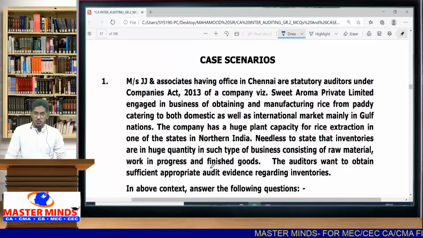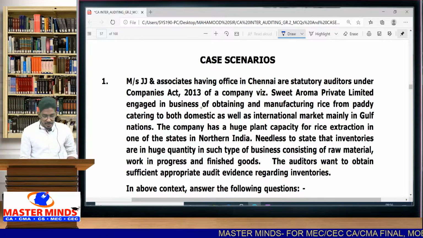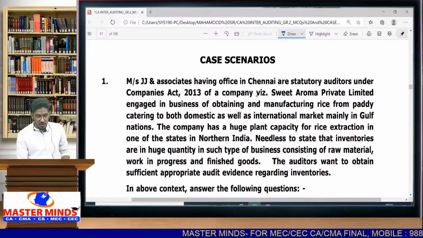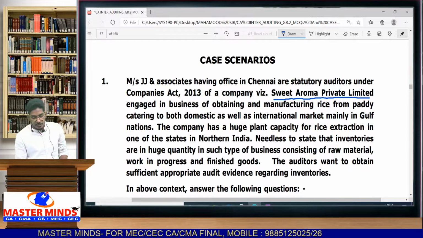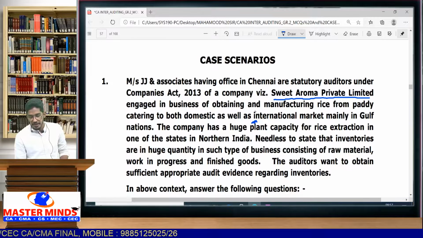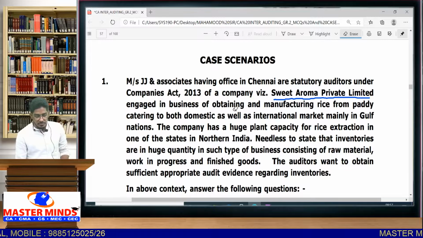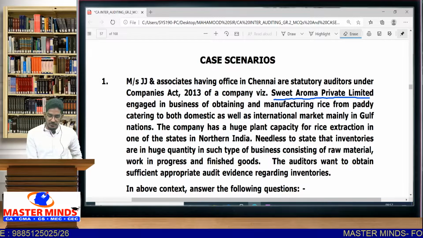Case scenario 1. Messrs. JJ and Associates, having office in Chennai, are statutory auditors under the Companies Act 2013 of a company, Sweet Aroma Private Limited, engaged in the business of obtaining and manufacturing rice from paddy, catering to both domestic as well as international market, mainly in Gulf nations. So what they're telling is, there is a firm called JJ and Associates.